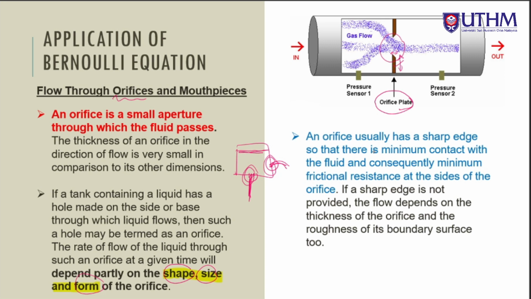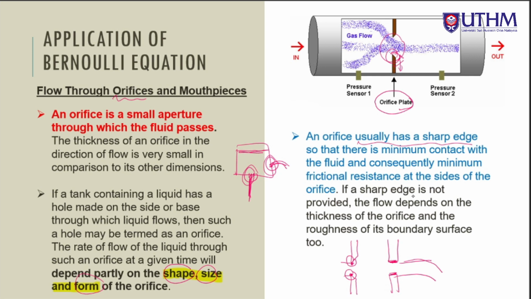An orifice usually has a sharp edge, as we can see in this example, so that there is a minimum contact with the fluid and consequently minimum frictional resistance at the sides of the orifice. It is logical. So the orifice usually has a sharp edge so that it has minimum contact with the flow coming out. The flow only meets at the tip of the orifice. If let's say the shape is like this, it will have a lot of frictional resistance in this area, so it will affect the rate of flow coming out of this hole or orifice.